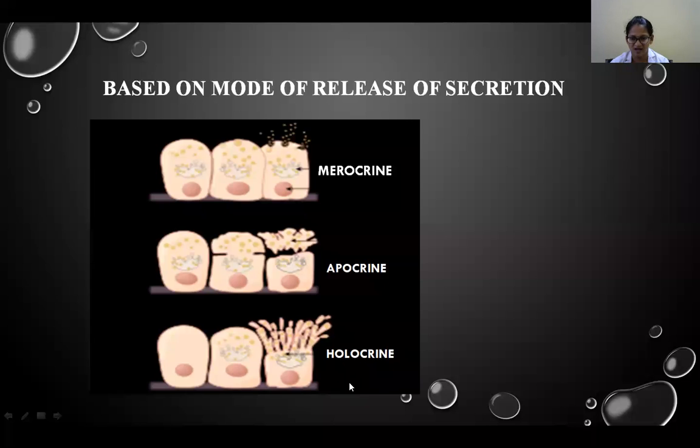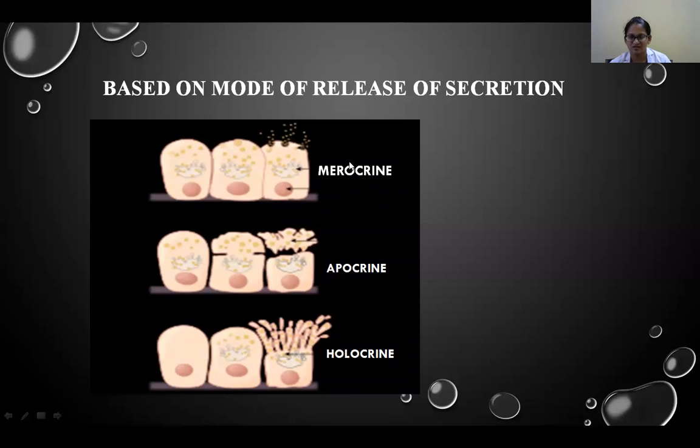Next, coming to the holocrine glands. In the holocrine glands, cell death occurs here and becomes secretory products. The cell death occurs and the rest of the cell becomes the secretory product. Main example here is sebaceous glands. Sebaceous glands are the examples for the holocrine gland.